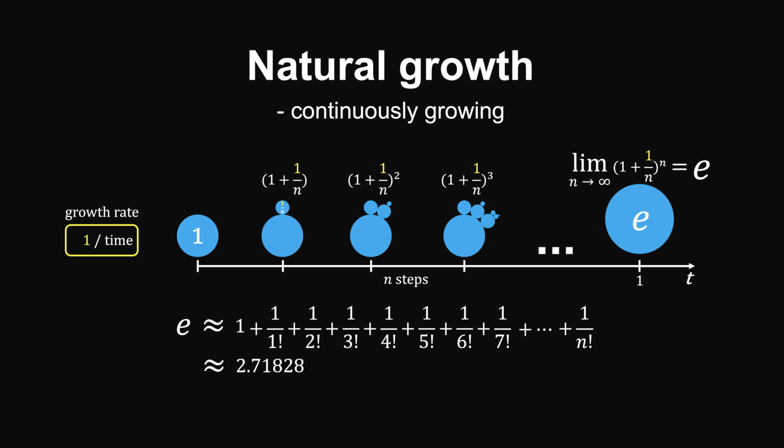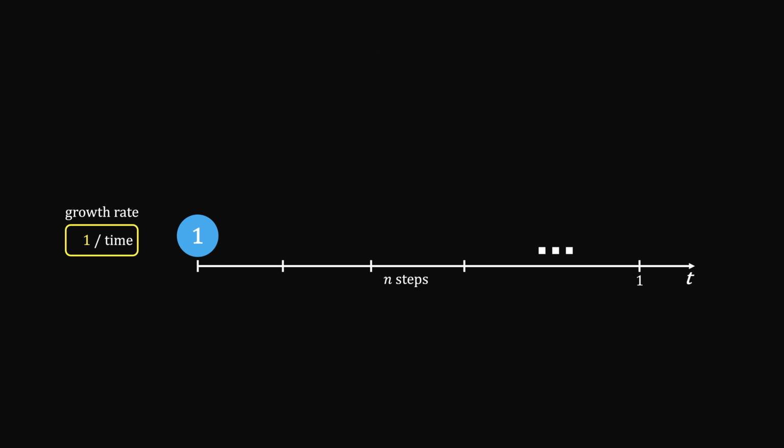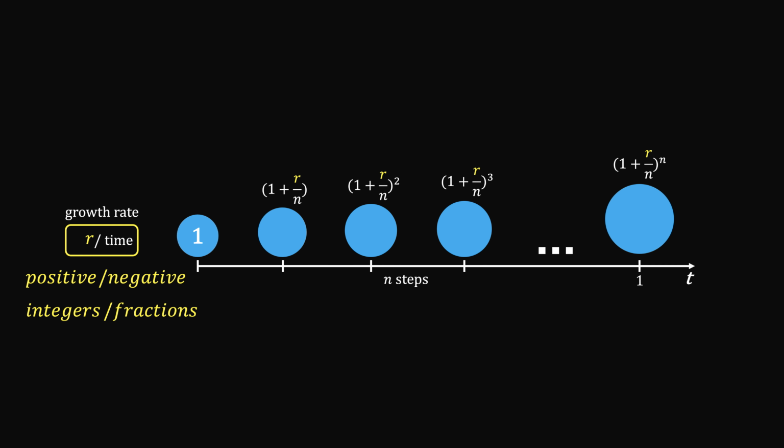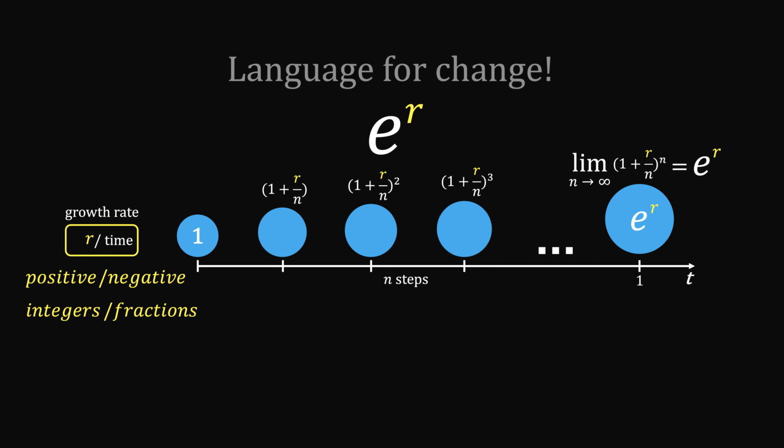It's approximately 2.71828. In this video, we will see the general case when the growth rate can be positive or negative, integers or fractions. Going through n steps, the outcome is in the form of nth power. We're going to see that this result can be represented in a very convenient form as e to the power of r. So basically, e becomes the language to express natural change.